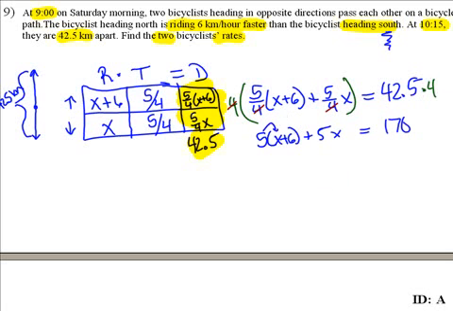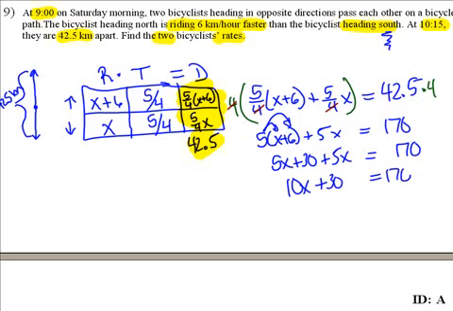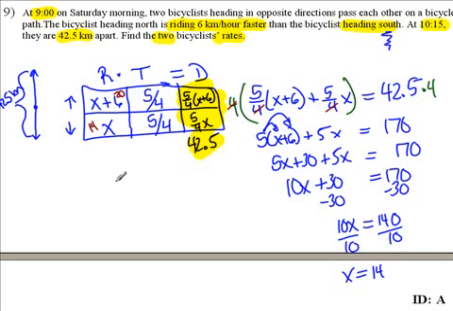Let's distribute this 5 times x and 5 times 6. 5 times x is 5x. 5 times 6 is 30. There's another 5x still sitting here. Let's combine like terms. 5x and 5x is just 10x, plus 30 equals 170. Let's subtract 30 from both sides. So now 10x equals 140. When we divide by 10, this is a pretty easy division. 140 divided by 10, so x is 14. So the slow guy is going 14 kilometers an hour, and the other guy's going 6 faster, so he's going 20 kilometers an hour. So I want to say that in my answer.